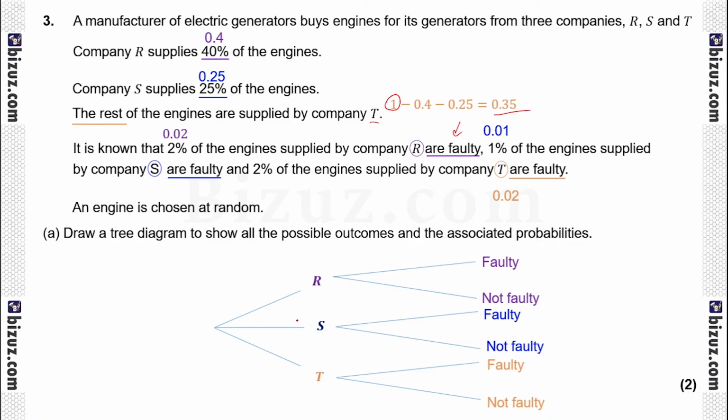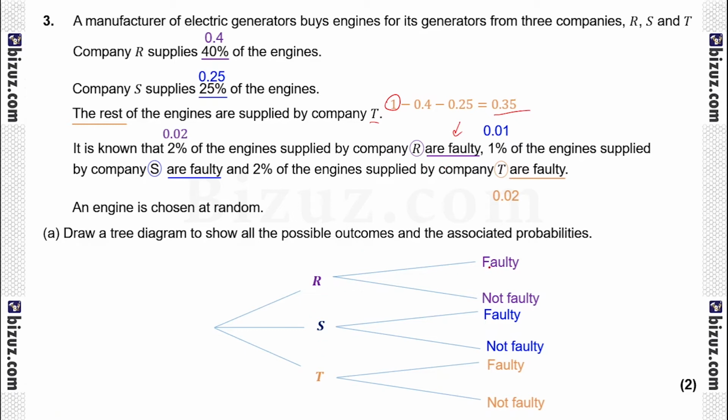First, we need to set the structure for the tree diagram. Basically, our company orders engines from 3 companies, R, S, and T. So we have 3 branches here. For every company here, they've talked about the engines being faulty, right? Okay, for each of them.